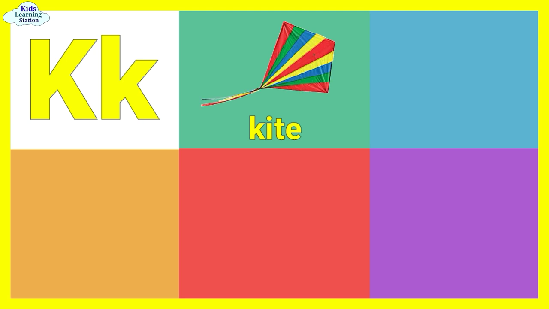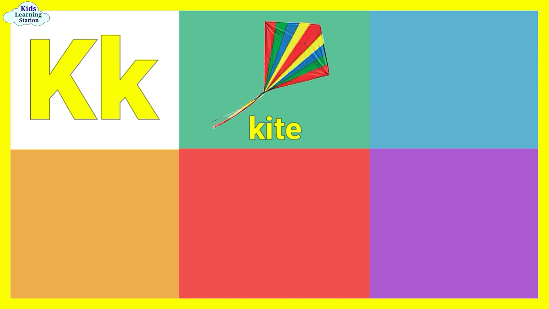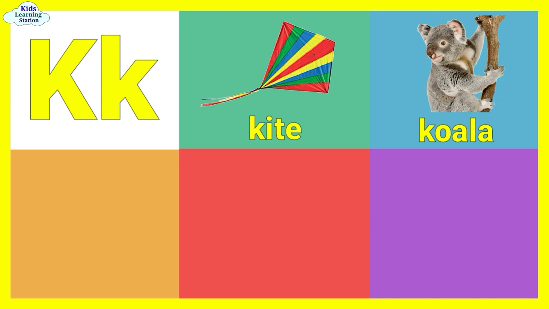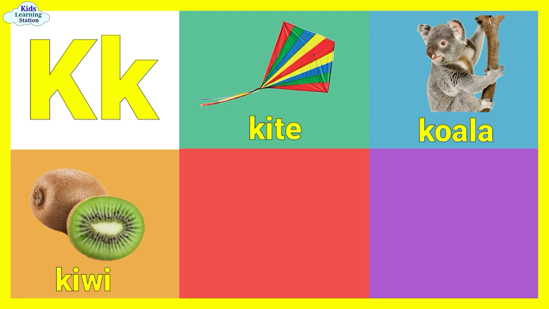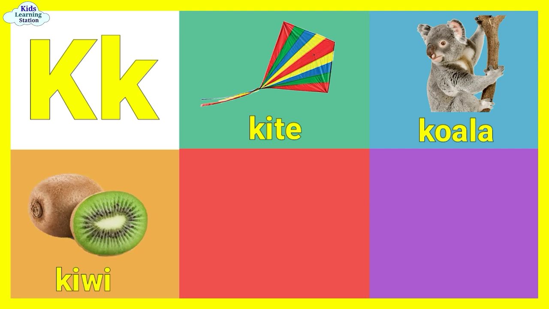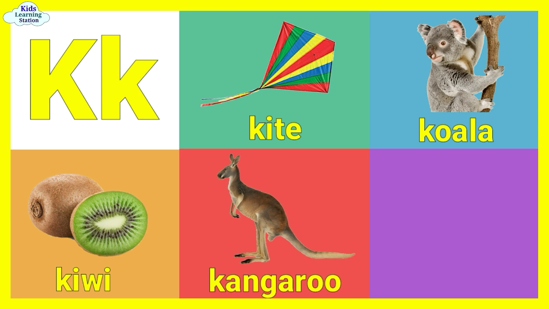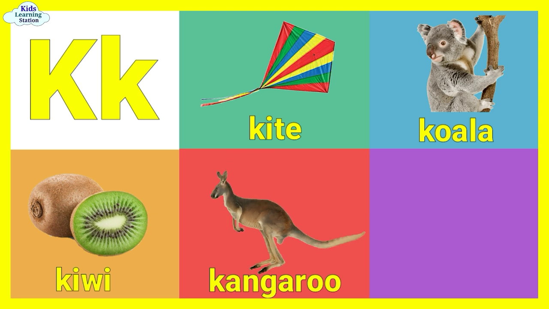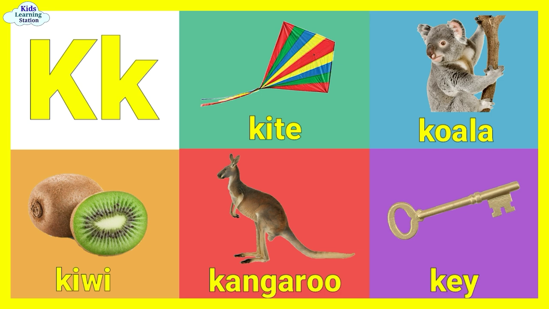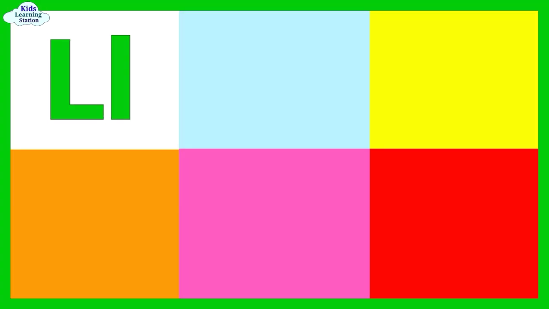K is for kite. Kite. Koala. Kiwi. Kangaroo. Key. L is for leaf.